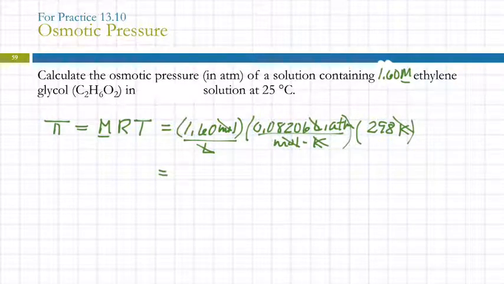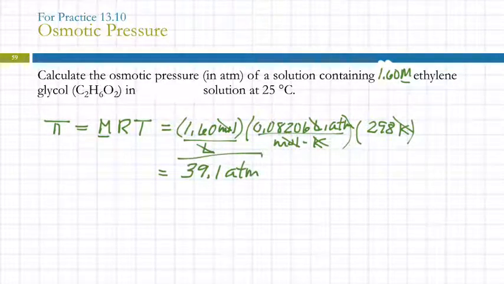So calculator went to sleep. 1.6 times 0.08206 times 298. 39.1 atmospheres. That's the pressure needed to keep osmosis from happening.